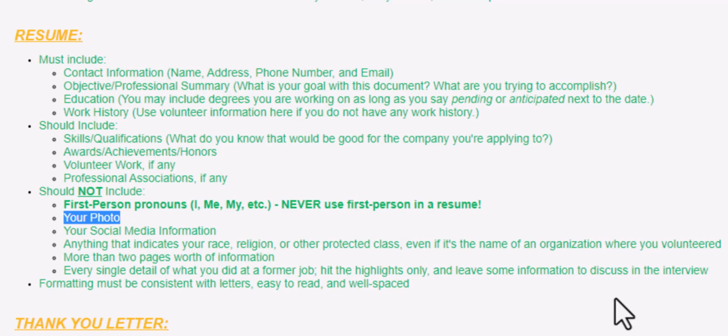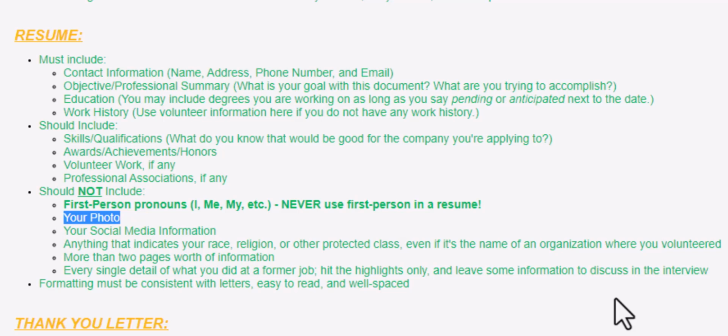Don't make your resume longer than 2 pages. If it's more than 2 pages, no one will spend that much time with it. I promise you, I used to be a hiring manager, and when I saw resumes that were 3 or 4 pages or had a teeny tiny font with paragraphs and paragraphs of information, that was too much. Don't include every single detail of what you did. Just hit the highlights and leave the other information to be talked about in an interview.